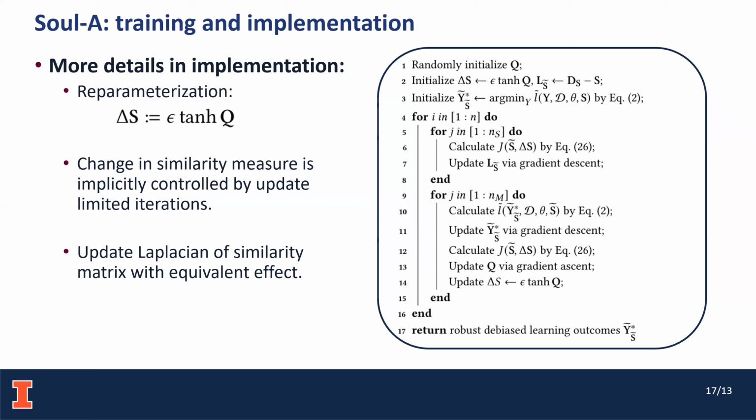And for the second constraint, which pushes the updated similarity matrix toward the original similarity matrix, we did not explicitly control it. Instead, we control the change in the similarity measure by limiting the number of update iterations, so it won't change too much. So this is the overall algorithm for the SOA part.